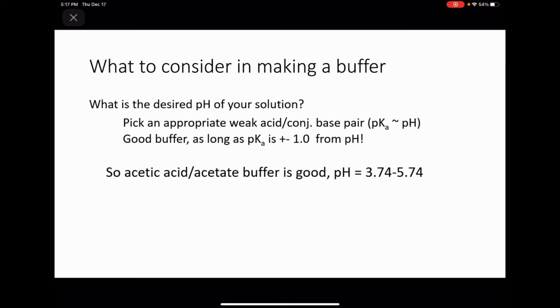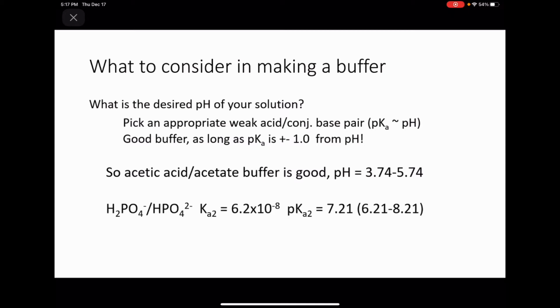So if we consider our acetic acid acetate system that we've been dealing with, the buffer we were dealing with in the last video, the pKa was 4.74, so that would be a range from 3.74 to 5.74. So if you wanted a pH 4 buffer, it works. You want a pH 5 buffer, it works. We'll get into this a little bit more.